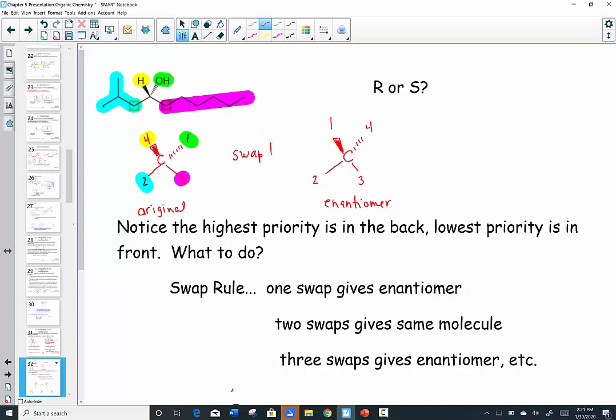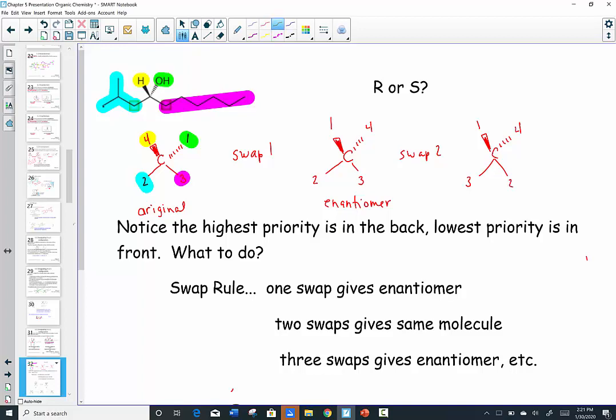Every time I swap, I know that I've created the enantiomer. Each odd swap is the enantiomer. And so I want to know the original molecule, right? So I can go back to the original molecule with a second swap, swap number 2. Well, I wanted the lowest priority in the back. That's the hydrogen. I want the hydrogen to be in the back, so that's not what I'm going to swap. I'm going to leave number 1 and 4 the same. So the two I'm going to swap this time are attachments 2 and 3.